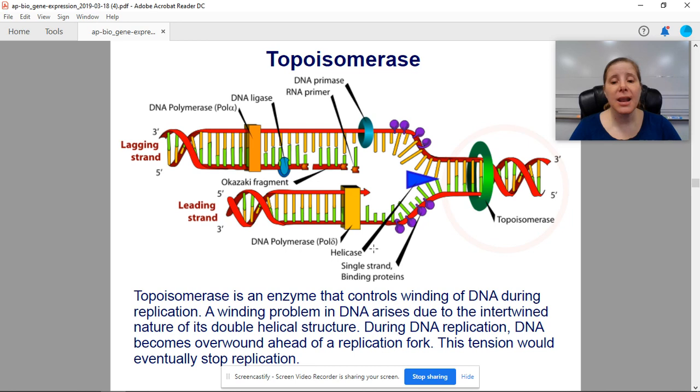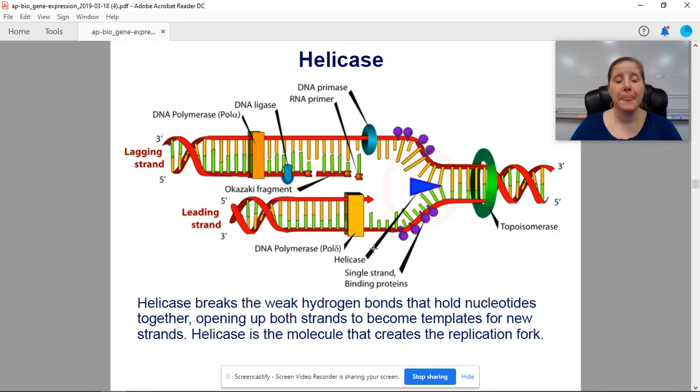A winding problem in DNA arises due to the intertwined nature of the double helix structure. During DNA replication, DNA becomes overwound ahead of the replication fork. This tension would eventually stop replication, but topoisomerase will not let that happen.